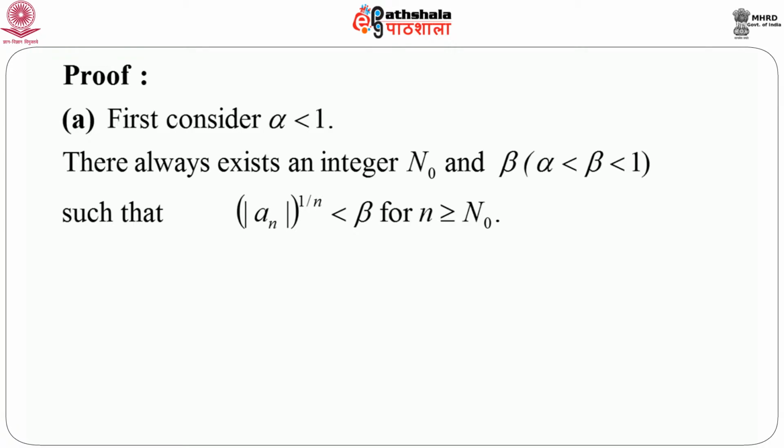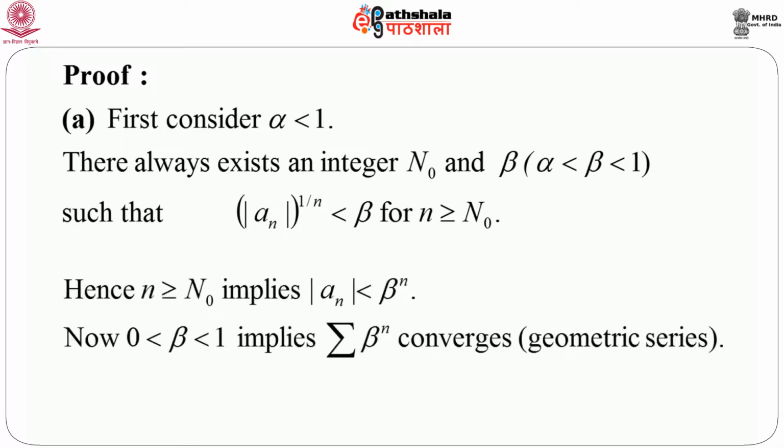Now, since alpha is less than 1, where alpha is the lim sup of modulus of a_n whole to the power 1 by n, there always exists an integer capital N and beta, where alpha is less than beta less than 1, such that modulus of a_n whole to the power 1 by n is less than beta for all small n greater than or equal to n naught. Then, for n greater than or equal to n naught, this will imply that modulus of a_n is less than beta to the power n, because modulus of a_n is always positive.